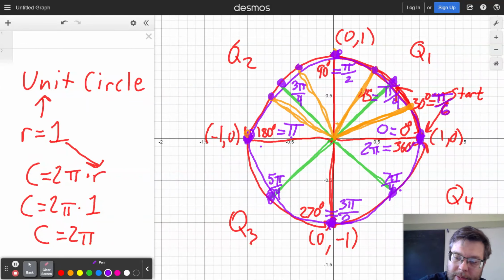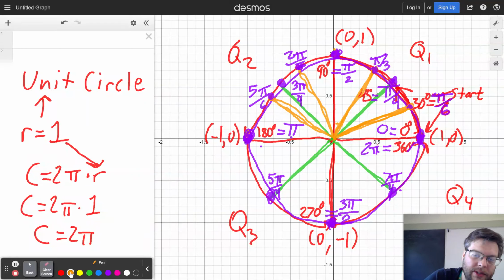So I'm going to label those, but I'll just reduce them. 1 pi over 6, 2 pi over 6, reduced to pi over 3. 3 pi over 6, already been reduced. 4 pi over 6 reduces to 2 over 3. 5 pi over 6 doesn't reduce. 6 pi over 6 is already reduced.